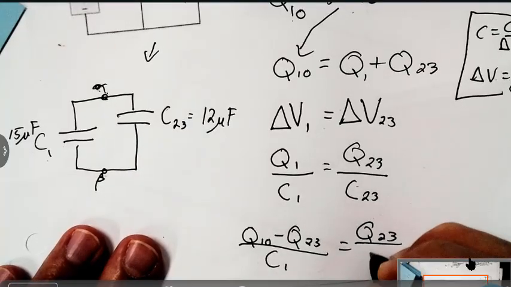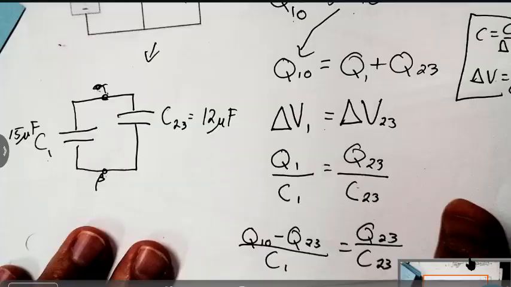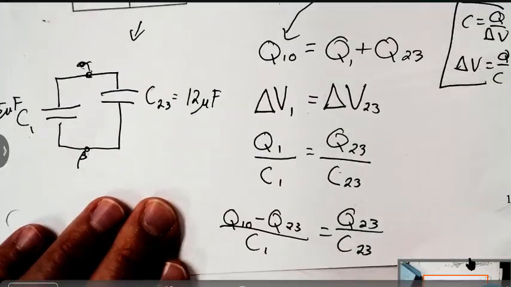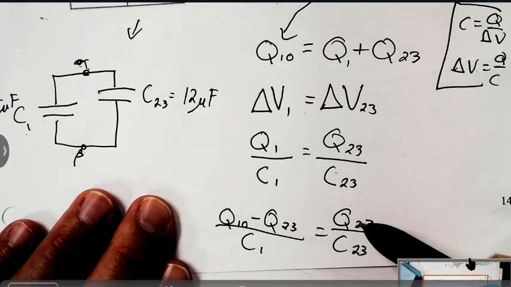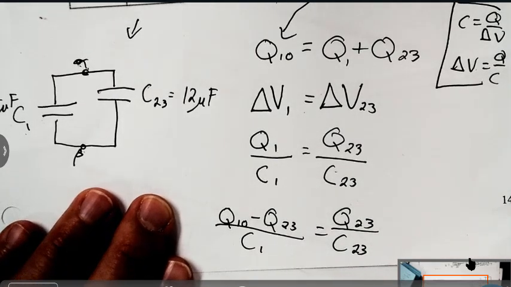is equal to Q23 over C23. I'm starting to regret assigning you this problem because this problem is absolutely nasty, absolutely filthy. So sorry about that. This is probably the hardest problem I've assigned all year. I'm going to do some algebra. I'm going to solve for Q23. I'm going to pause the video. You don't have to watch it.